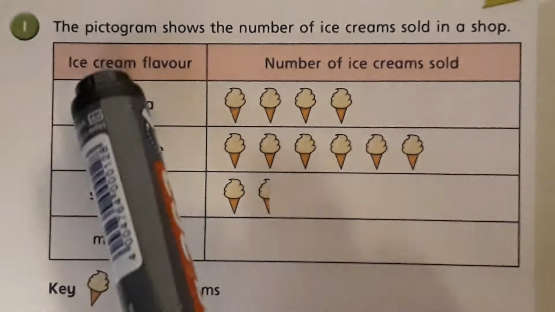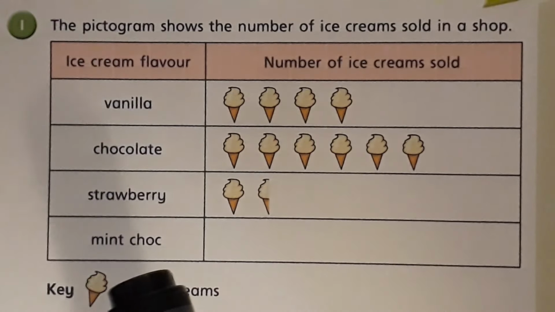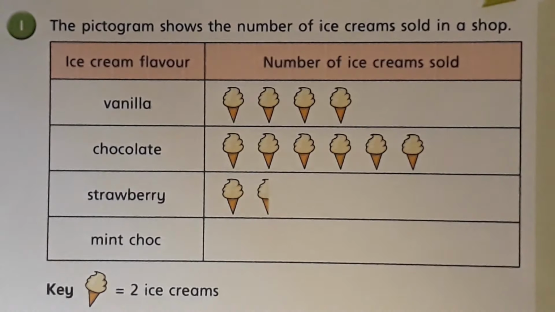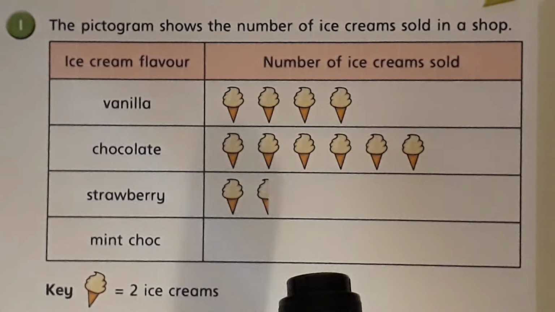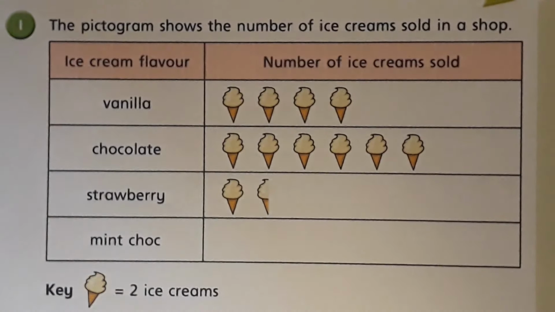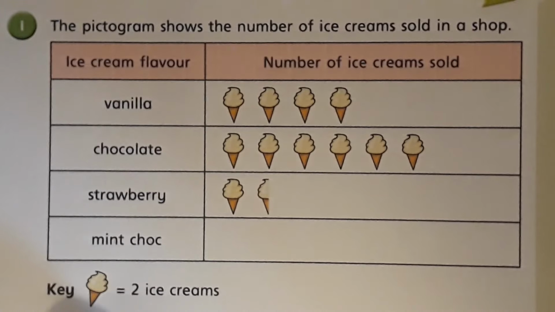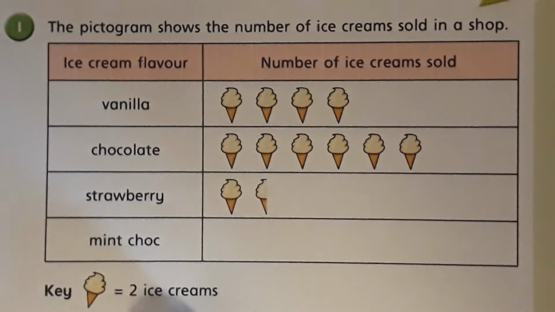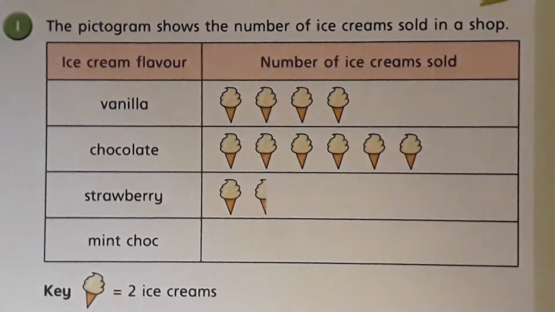It's got the ice cream flavors listed, vanilla, chocolate, strawberry, and mint chocolate, and the number of ice creams sold. And then the actual key here, and this is what you need to pay really close attention to, is they call it a pictogram. Each picture has a value, and each ice cream that's drawn represents two ice creams that were sold. That's why people get caught out. All right, so let's have a look.